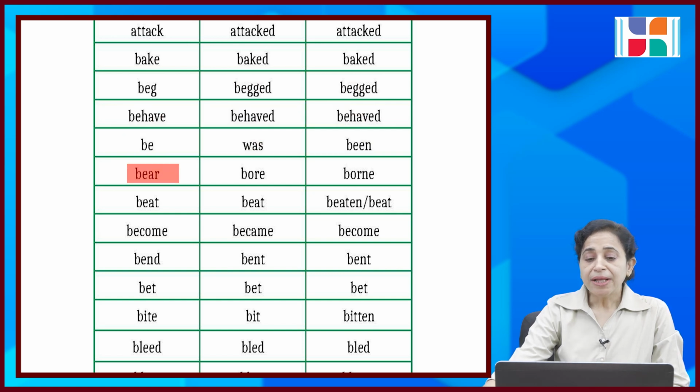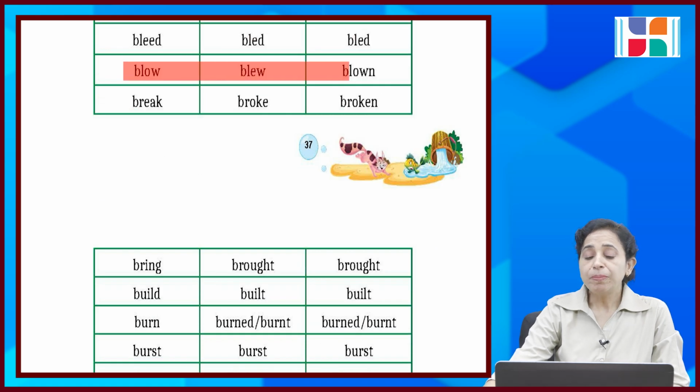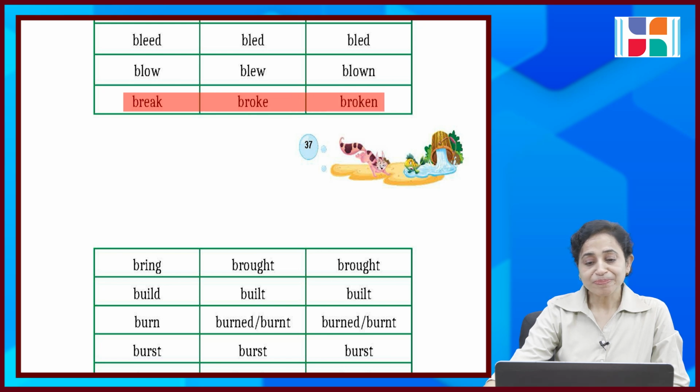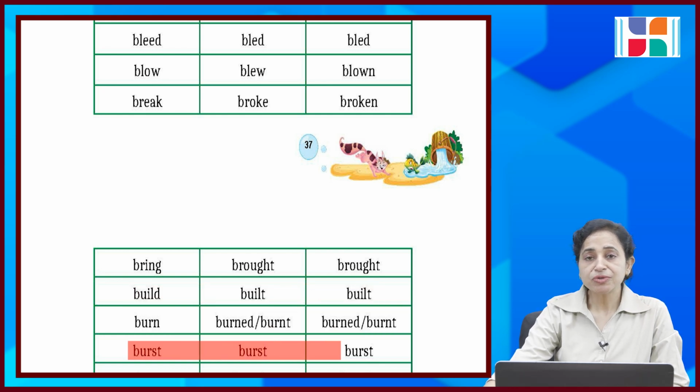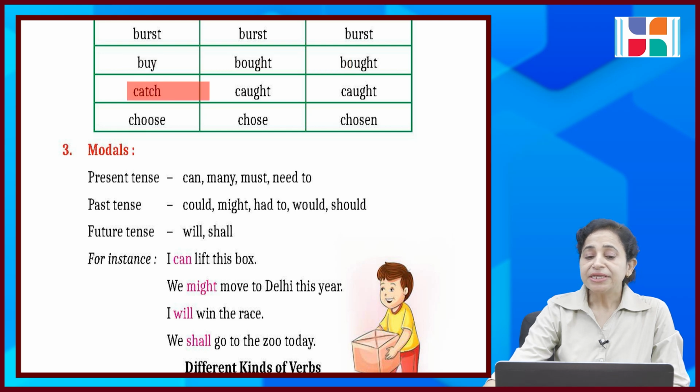Be, was, been. Bear, bore, born. Beat, beat, beaten. Become, became, become. Bend, bent, bent. Bet, bet, bet. Bite, bit, bitten. Bleed, bled, bled. Blow, blew, blown. Break, broke, broken. Bring, brought, brought. Burn, burned and burnt. Burst, burst, burst. Buy, bought, bought. Catch, caught, caught. Choose, chose, chosen. So ये सारे verbs थे आपके लिए.